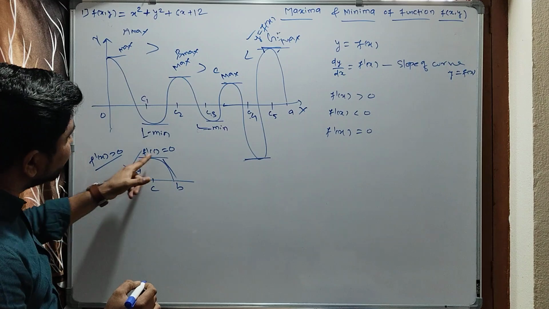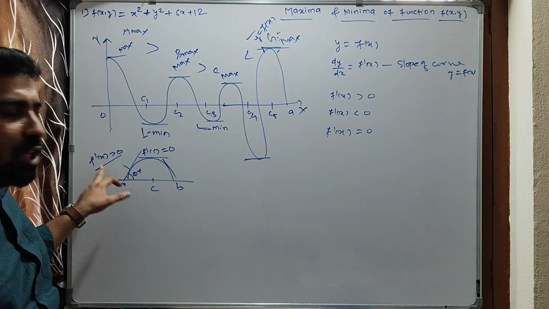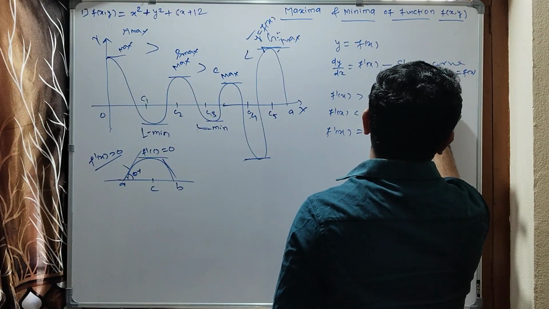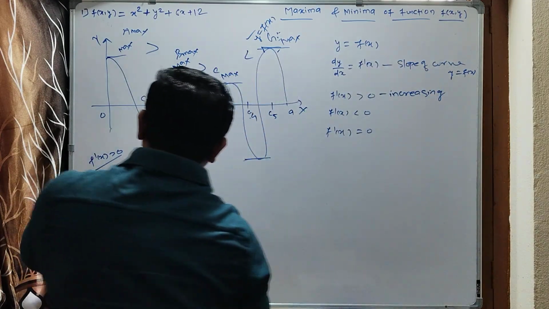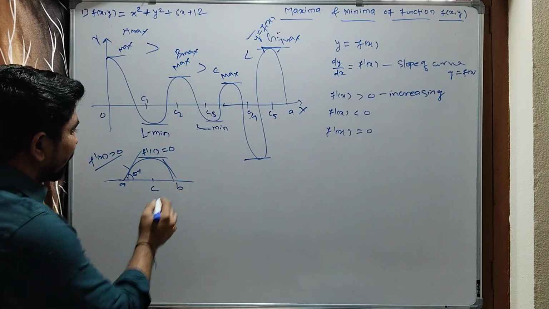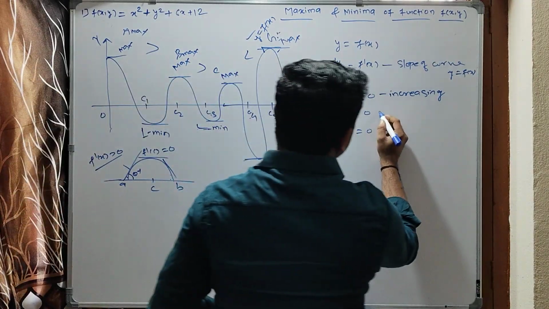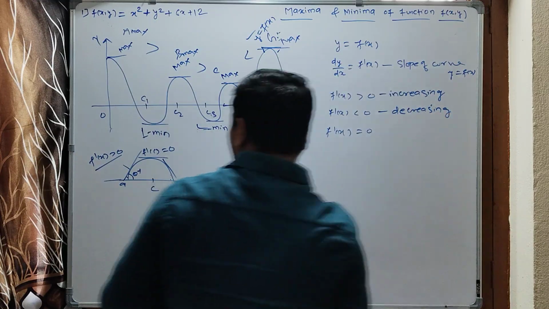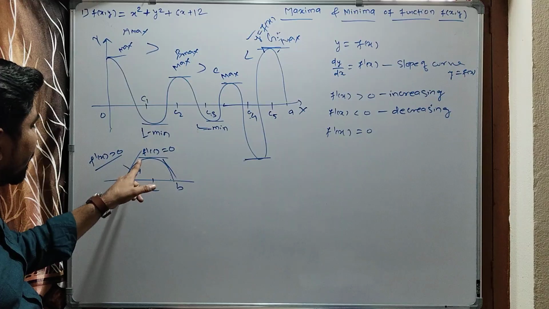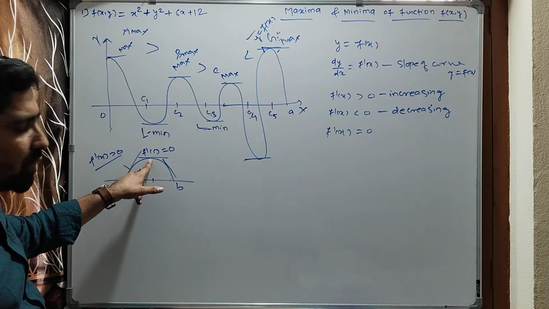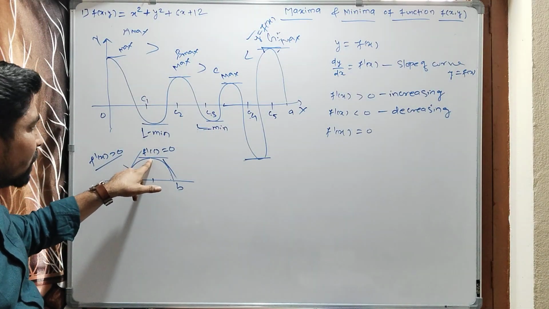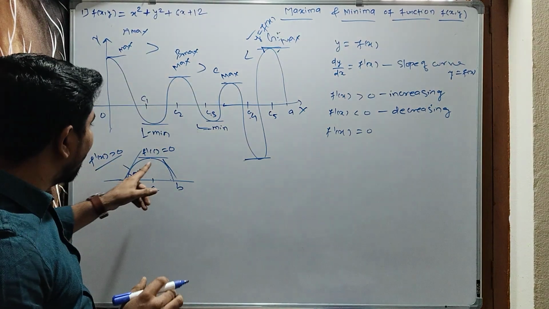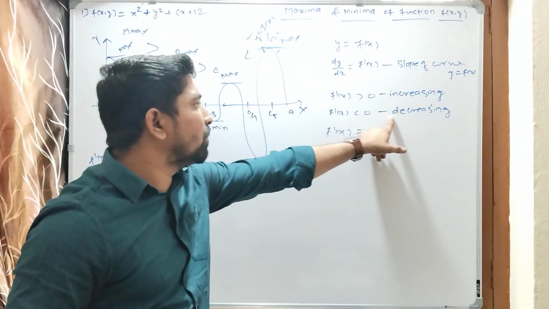So here the function is increasing. When your slope is positive, you can say the function is increasing, and when your slope is negative, you can say your function is decreasing. You can observe that from here to here your function is increasing, and at this point your function is constant. That's why f dash of c equal to 0, that is, this tangent is parallel to the x axis. Now from here to here your function is decreasing.